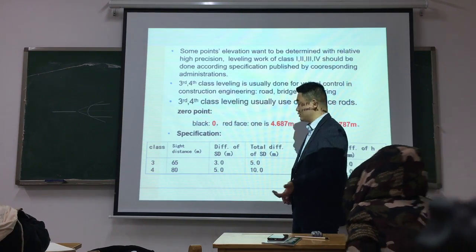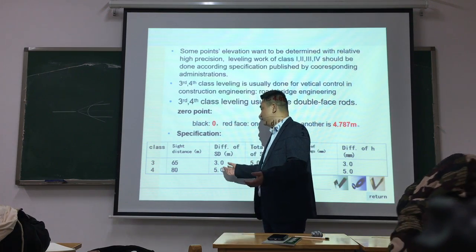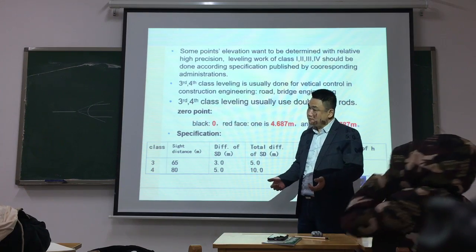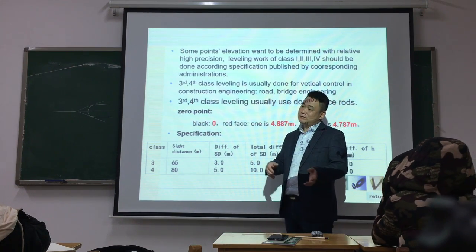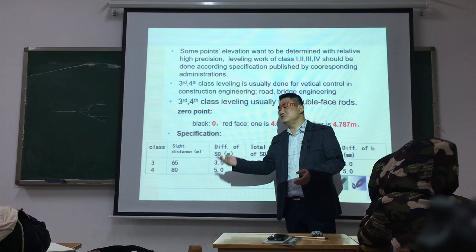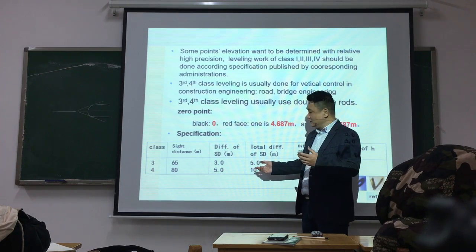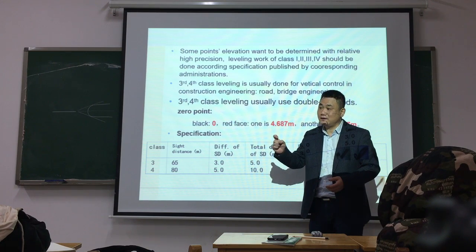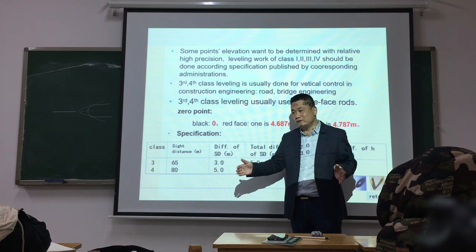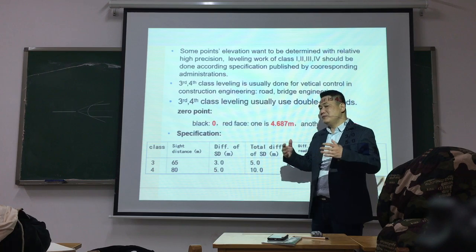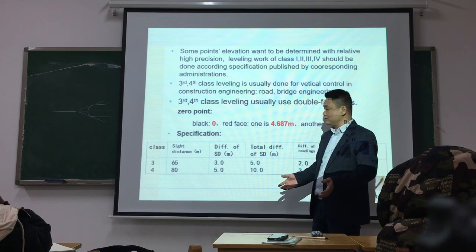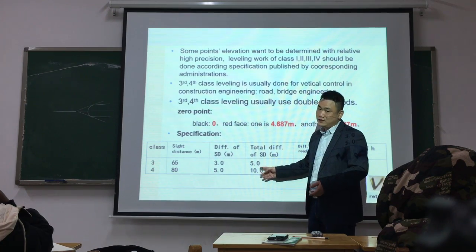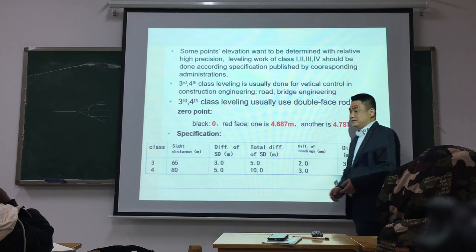The first station, the backsight is more than the foresight by 5 meters. The second station, maybe the backsight distance is more than the foresight by 2 meters. So the total difference of sight distance of these two stations is 7. For a leveling route there will be many stations, so the sum of them, the difference of sight distance, should be less than 5 or 10 meters.